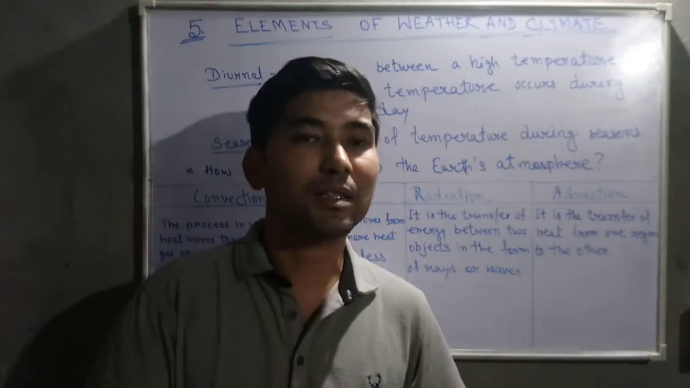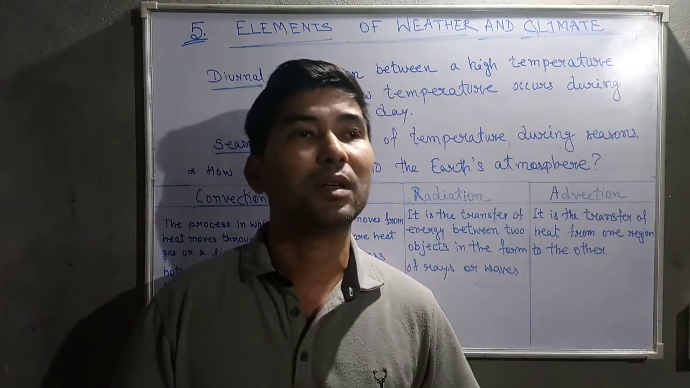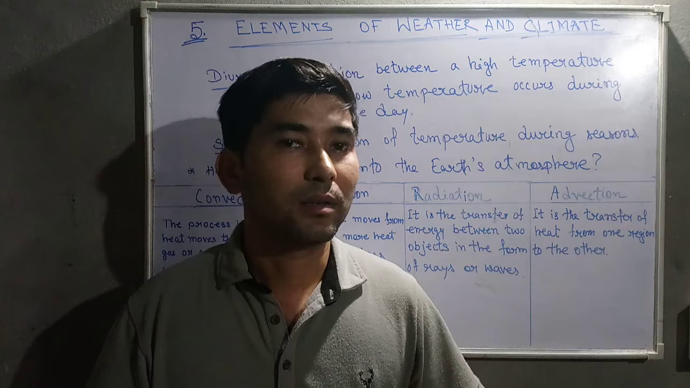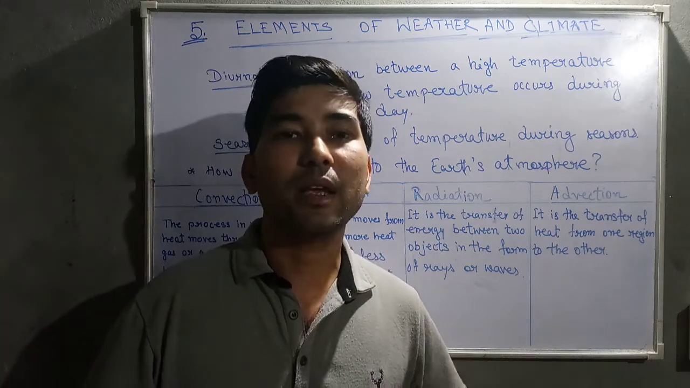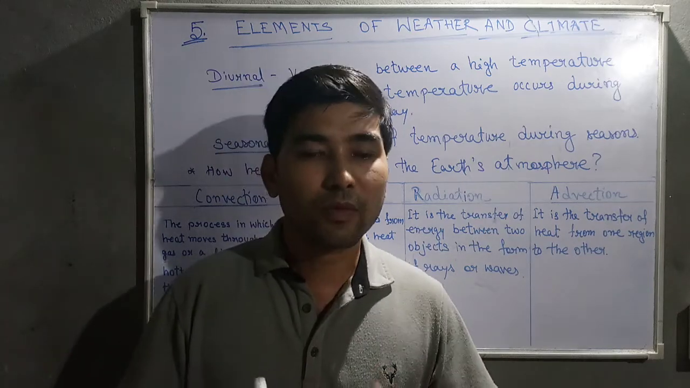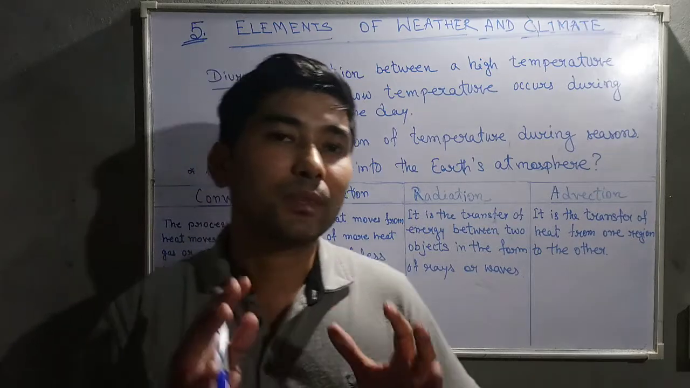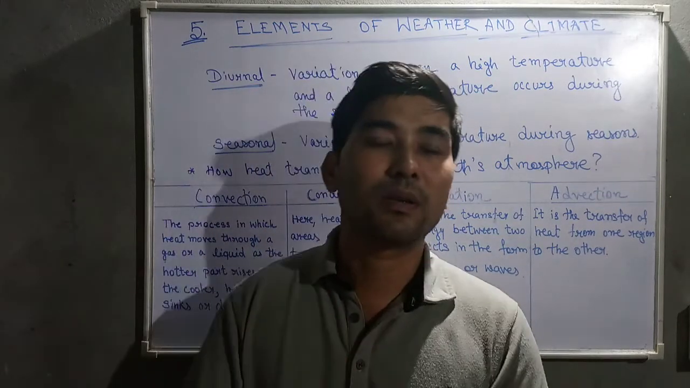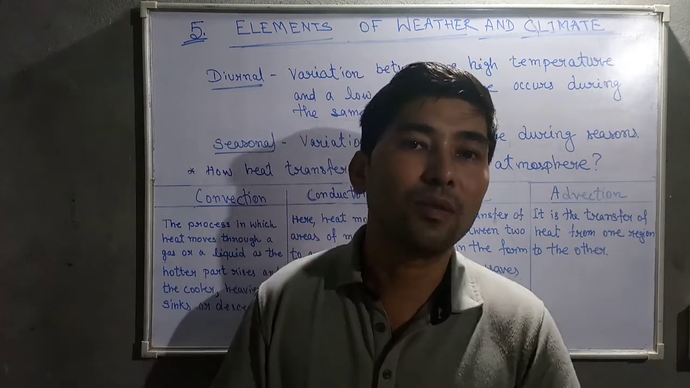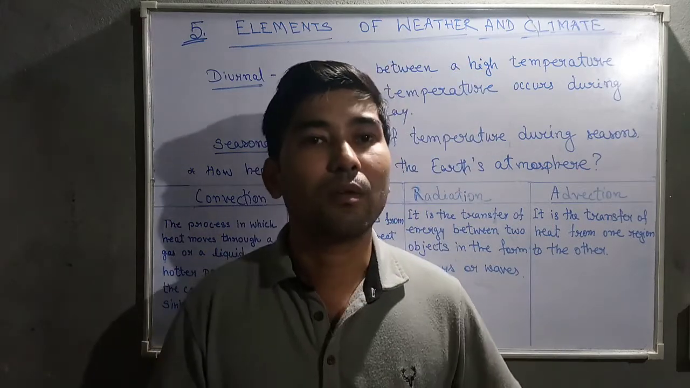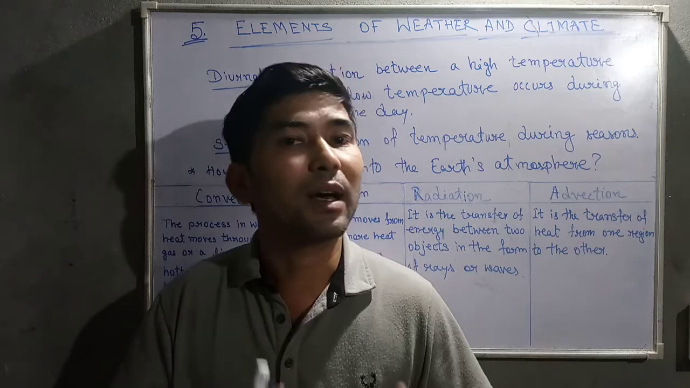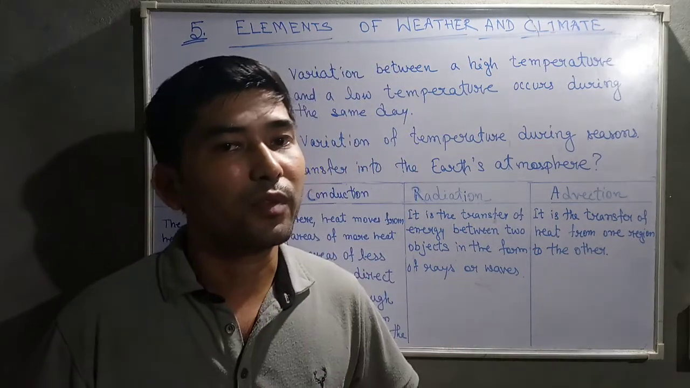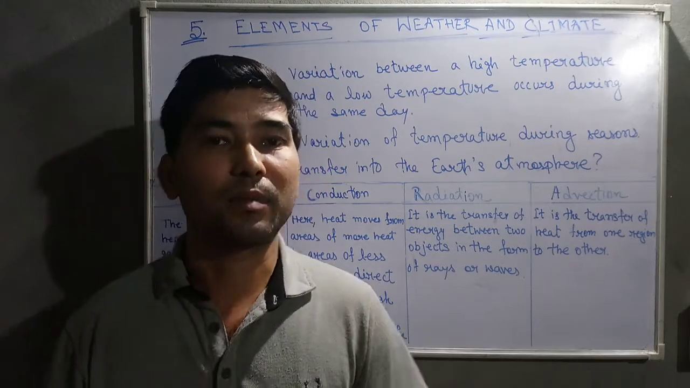And in another aspect, if you look at another example: what is the weather outside today? Today's weather is rainy. So you might have some confusion. Today's weather is rainy, but Ladakh is a cold region and the desert is a hot region. What is the question regarding it? We will understand this in this chapter, Elements of Weather and Climate, lesson number 5.